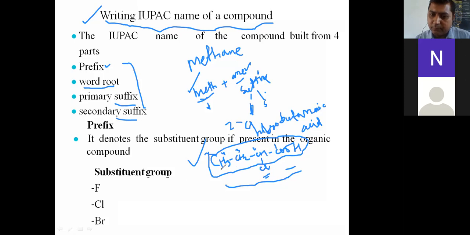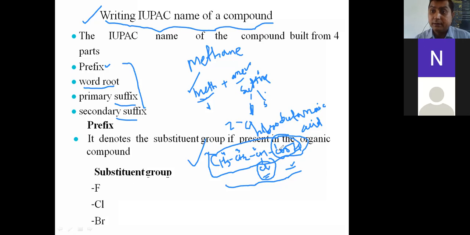So what happens if we put the numbering from this end? Two functional groups are present. One is the chloro group, another is the carboxylic acid group. As per the priority list, the carboxylic acid group comes in the first priority, and the chloro group comes after, in the second priority or later. So priority will be given to this.